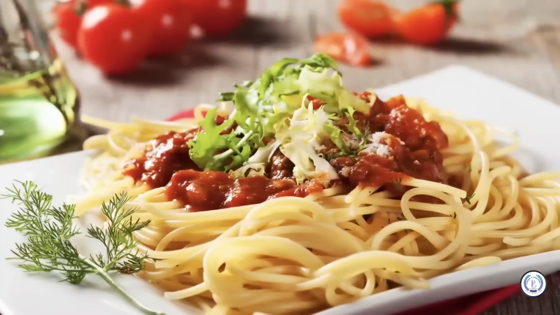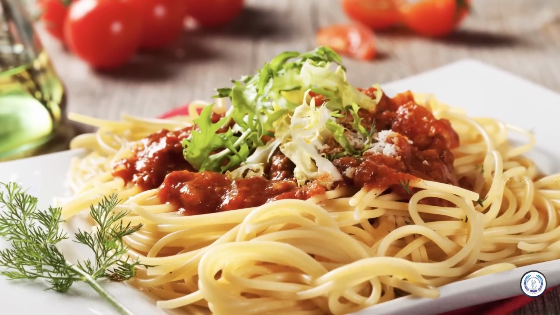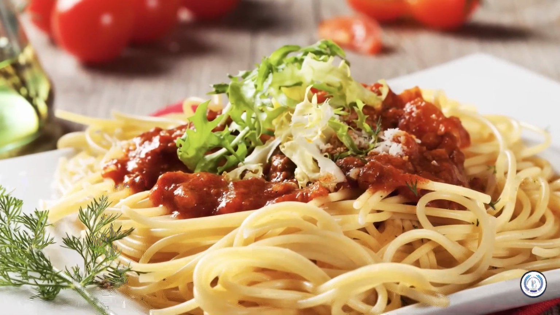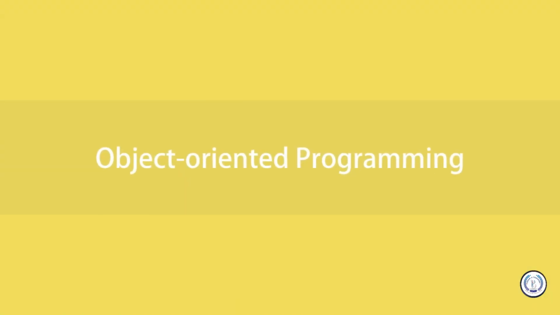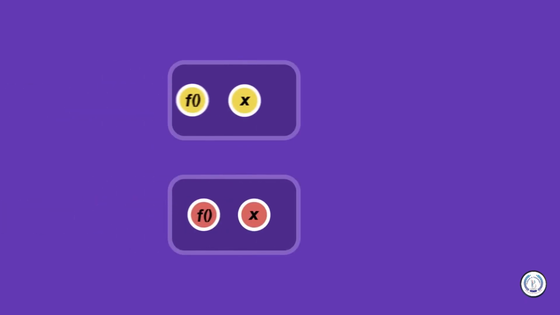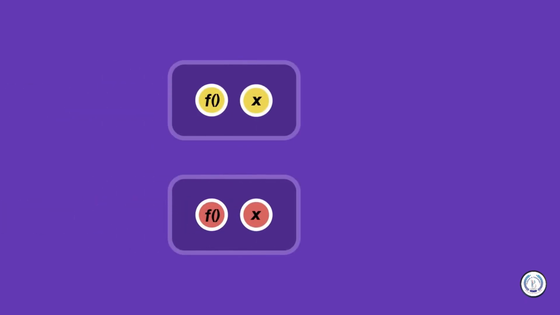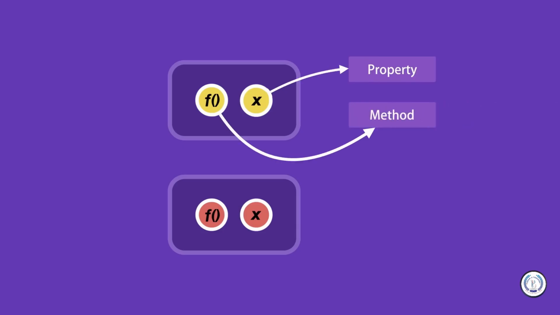That's what we call spaghetti code. There is so much interdependency between all these functions, it becomes problematic. Object-oriented programming came to solve this problem. In object-oriented programming, we combine a group of related variables and functions into a unit. We call that unit an object. We refer to these variables as properties and the functions as methods.